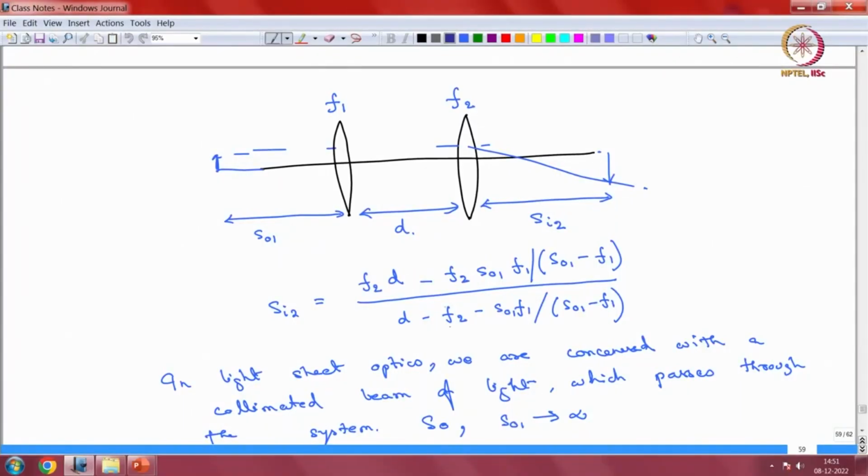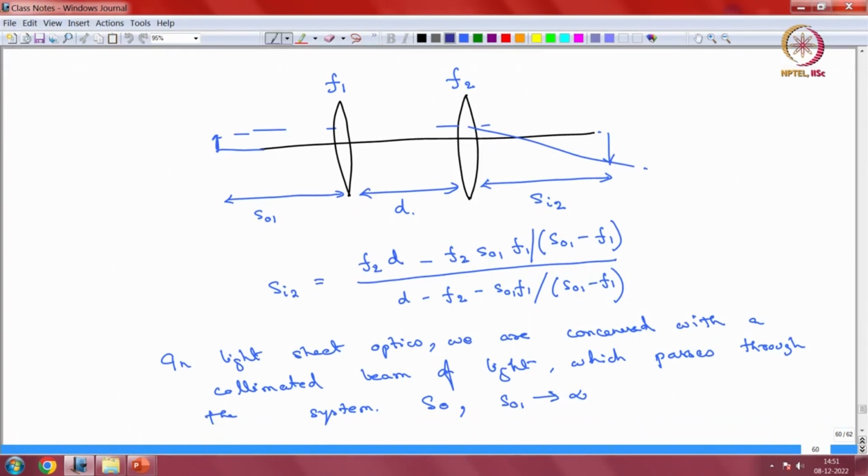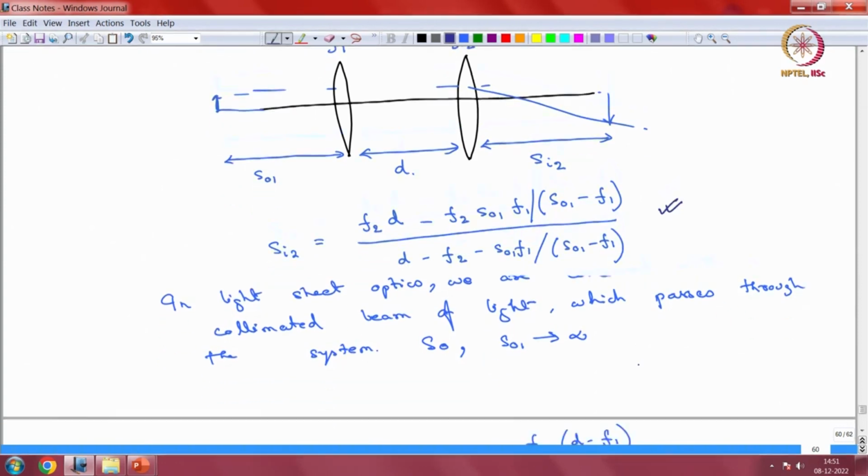Where we left off last class is where we discussed this particular problem of multiple lenses put together, and we can see here this equation we discussed again. This equation was stated without proof: we have two lenses with focal lengths f1 and f2 separated by a distance of d, and this equation tells us the image distance from the second lens that was stated last time. We will see how this applies to light sheet optics in particular.